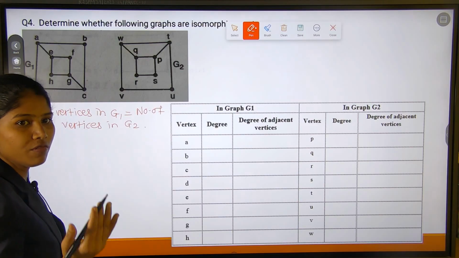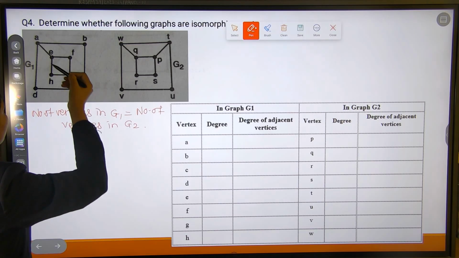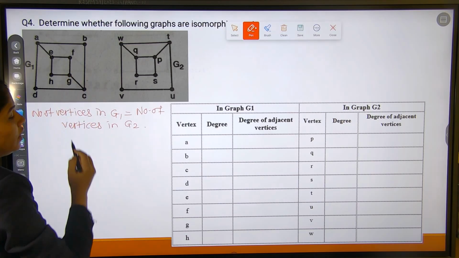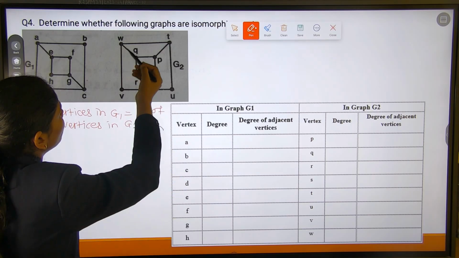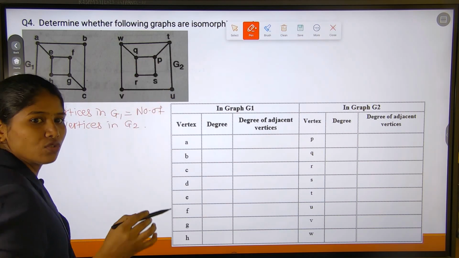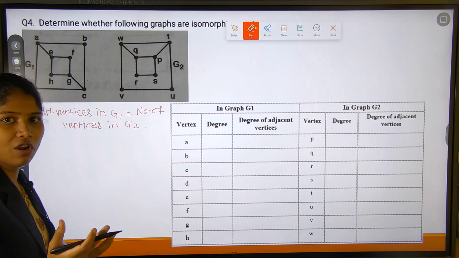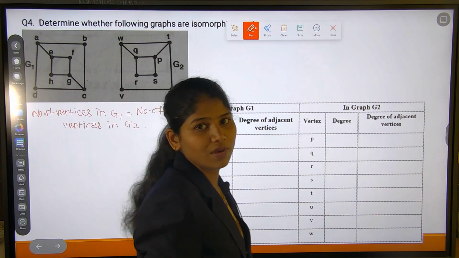Next, check the number of edges. So here total 1, 2, 3, 4, 5, 6, 7, 8, 9, 10. 10 edges are in G1. Check for G2. 1, 2, 3, 4, 5, 6, 7, 8, 9 and 10. So both have the same number of edges. Then go for the degree sequence.